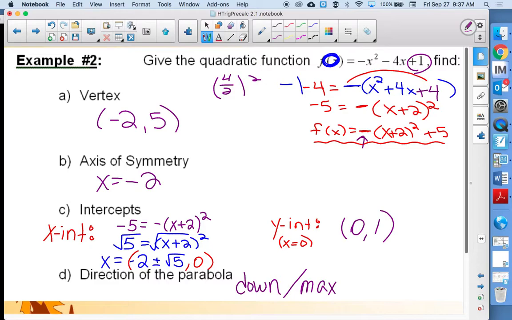So completing the square takes an equation and it gets it into a different form. That other form then gives us information about the graph. So by using this form, I can see the vertex, I could see the axis of symmetry. We can solve for the x-intercepts pretty easily by taking the square root of both sides. Questions?